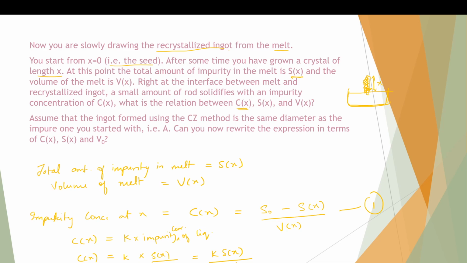So why did I write V naught minus AX? That V naught is the original volume minus the volume that has crystallized. So that will give me the volume of the melt. Now let me call this 2. Now since C of x is common in both, we can equate these two.